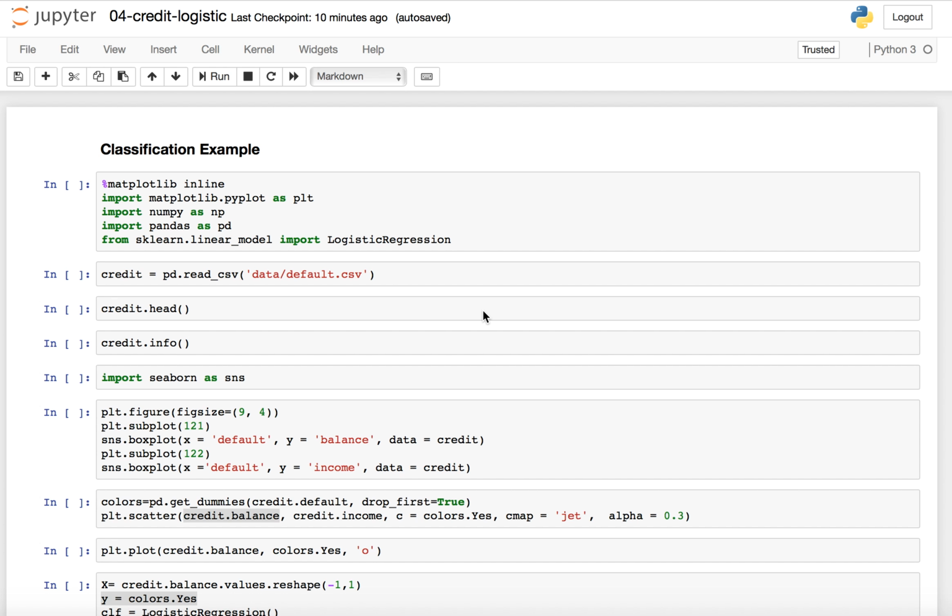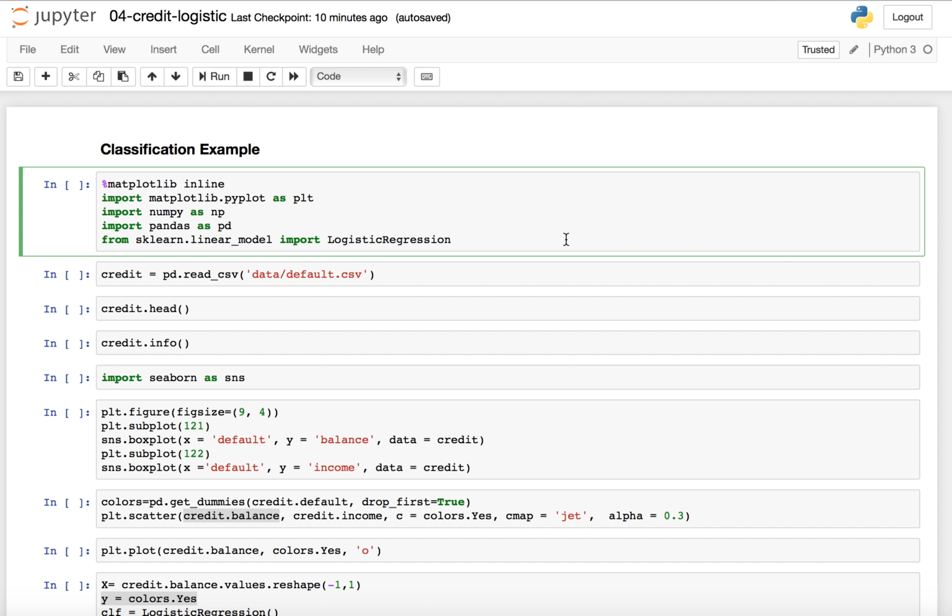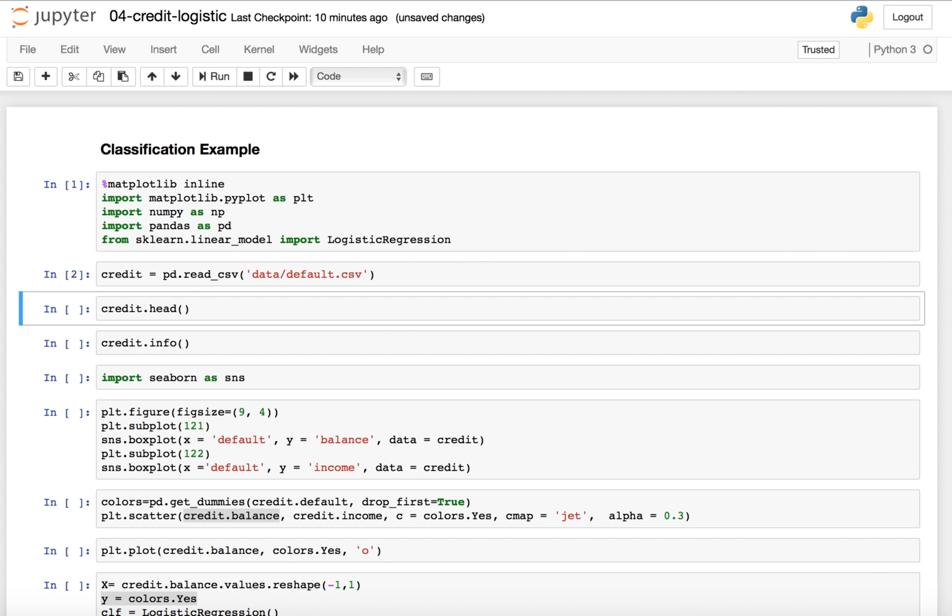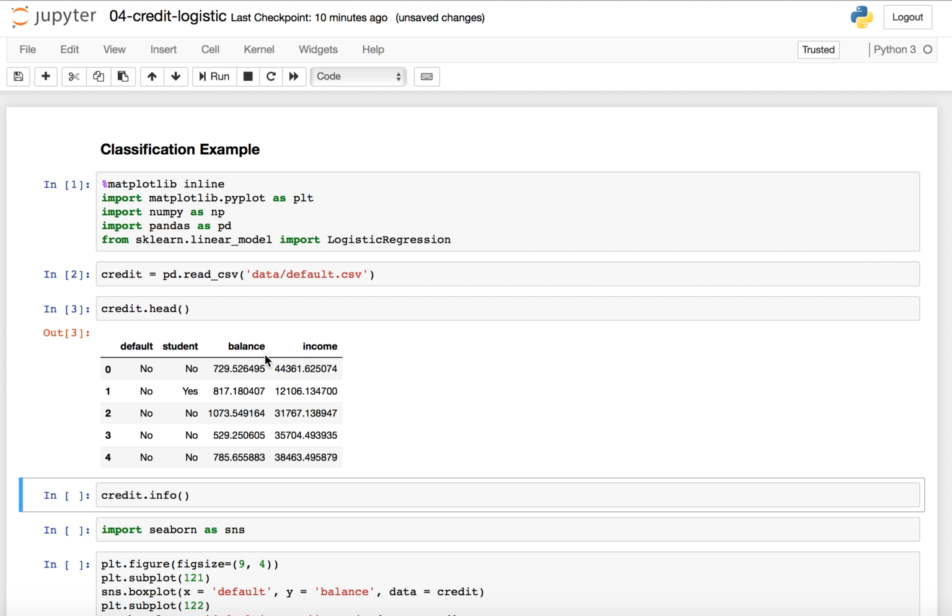All right, so this is just a quick example of both of our classification methods that we encountered this week. I'm going to start with logistic regression and just look at a little data set that has information about credit status. So we have four variables here: default, student, balance, and income. These should be fairly self-explanatory. These are whether or not somebody is a student, whether or not they defaulted on their credit card, what balance they were carrying on their credit card, and their income.